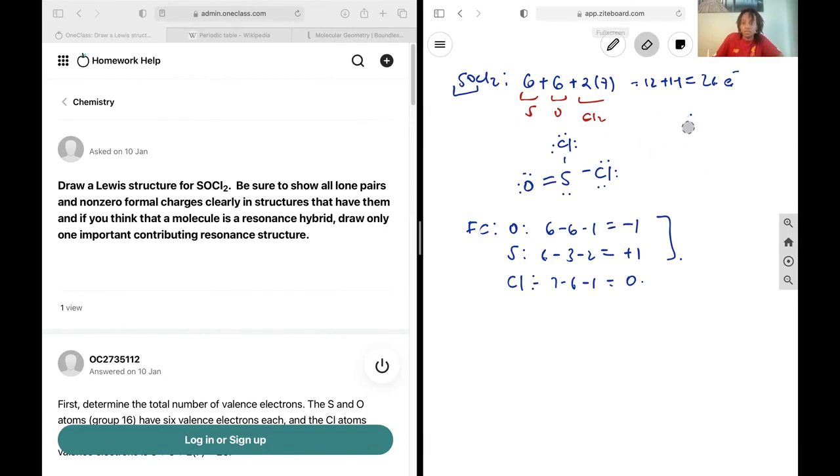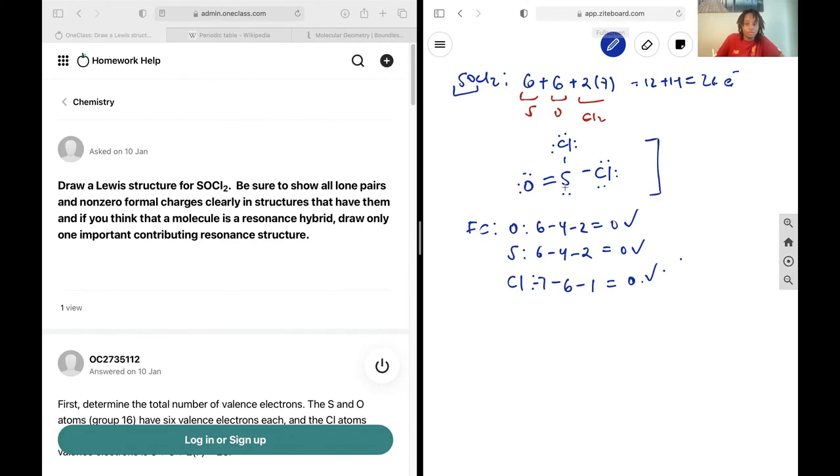And so let's double check the formal charge. Now on the oxygen, we are going to have 6 minus 4 minus 2, giving us 0 as we'd like. On the sulfur, we are going to have 6 minus the 4 in bonding pairs minus the 2 in the lone pair, giving us 0 as we'd like. And the chlorine hasn't been changed at all. So both will be 7 minus 6 minus 1, giving us 0. So we've minimized the formal charge, the net charge is correct as it should be, and the valence electrons are all accounted for. So this is the correct structure.